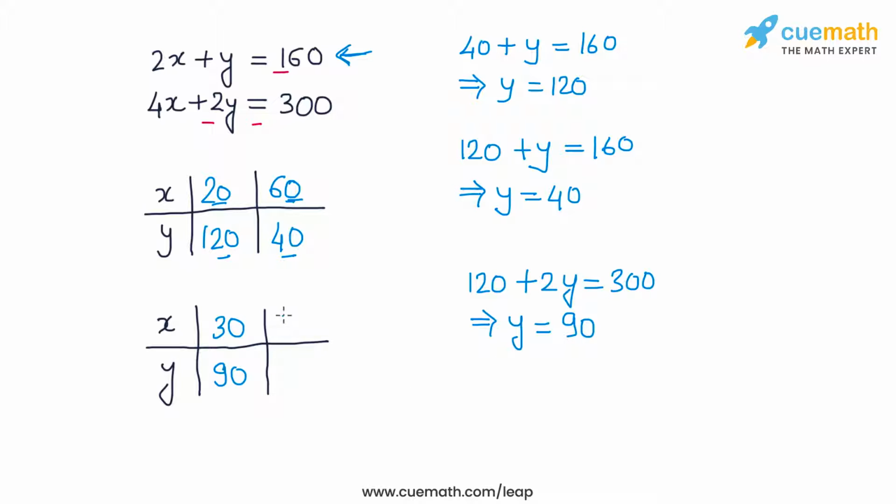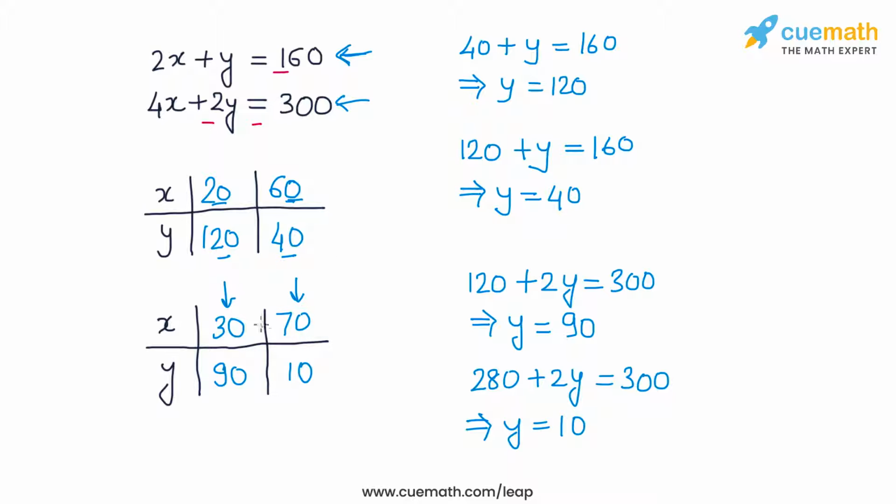And now let's take x equal to, say, 70. So what do I get for this? So if I substitute x equal to 70, I get 4x or 280 plus 2y equal to 300. And this gives me y equal to 10. So corresponding to x equal to 70, I get y equal to 10. So two solutions for the second equation are 30, 90 and 70, 10. So let's use these two solutions to plot the line for the second equation.